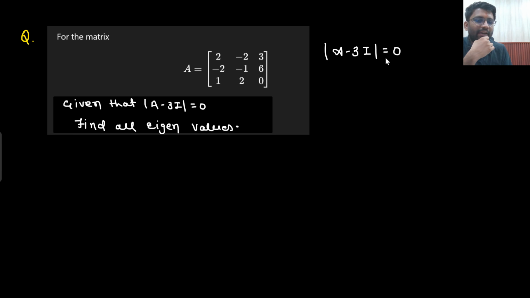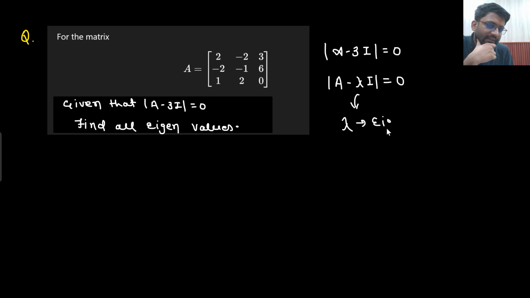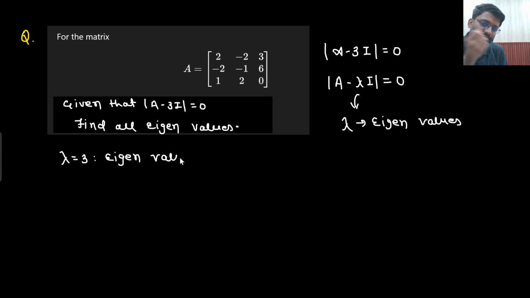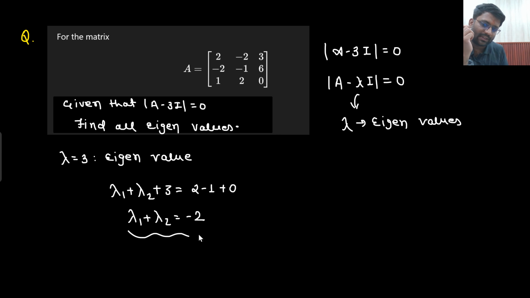So what is given? Determinant of A minus 3I equals to 0. Determinant of A minus lambda I equals to 0. When we solve it, whatever the value of lambda we get, what are they known as? Eigenvalues. So first of all, one thing I have understood, that lambda equals to 3 is one of the eigenvalues. So one eigenvalue I have got. One thing I know, that addition of eigenvalues will be equal to the trace, 2 minus 1 0. So lambda 1 plus lambda 2 is coming out to be what? Minus 2. This is the first thing I am getting.